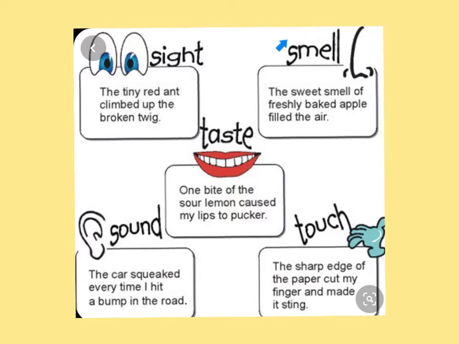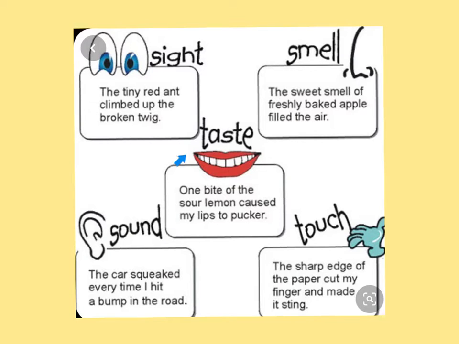The next one is the sense of smell. The sweet smell of freshly baked apple filled the air. So the imagery here is the sweet smell and freshly baked. So you should have almost been able to smell what apple pie smells like.